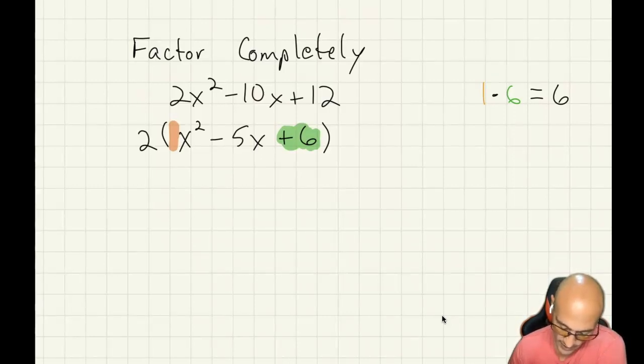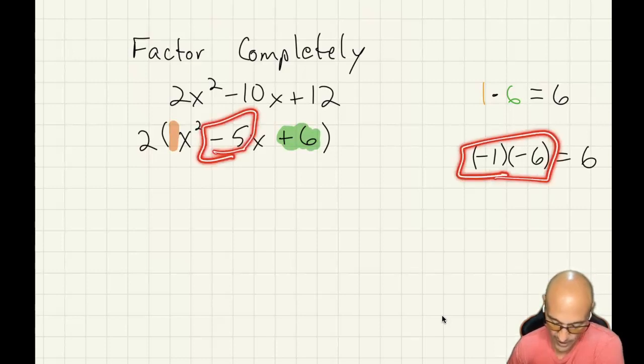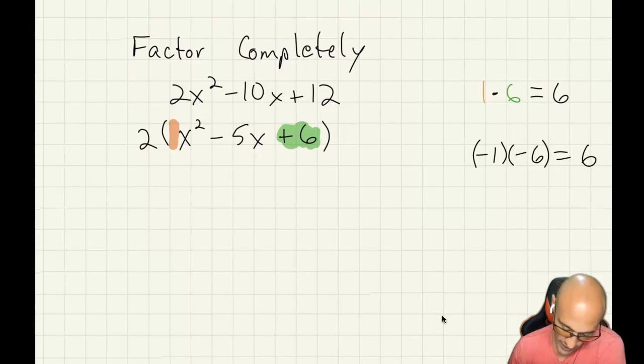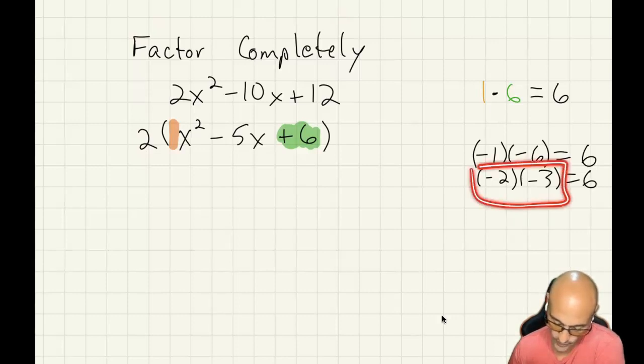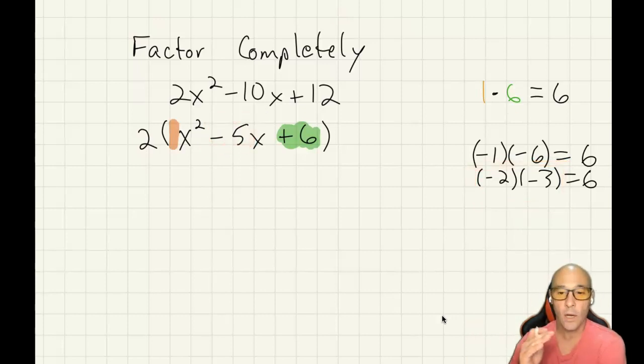So the first thing I'm going to start is making a list. If we have negative 1 times negative 6, that equals 6. But does it add together to give me negative 5? No. It's negative 7 when we add. And then we have negative 2 times negative 3 is 6. Is negative 2 plus negative 3 negative 5? Yes. So we've found the way to break apart our middle term there.